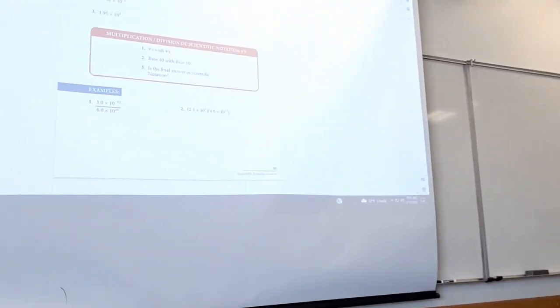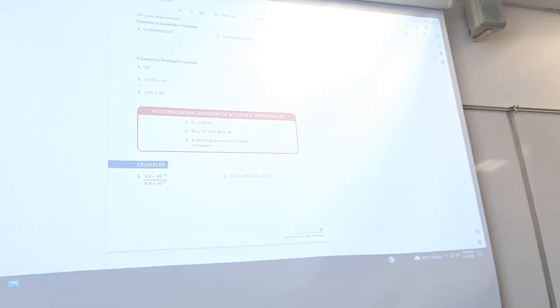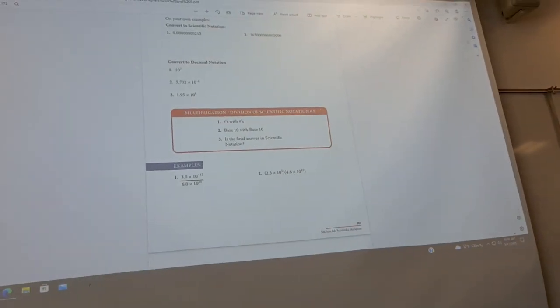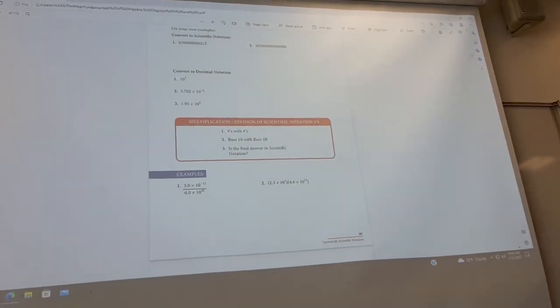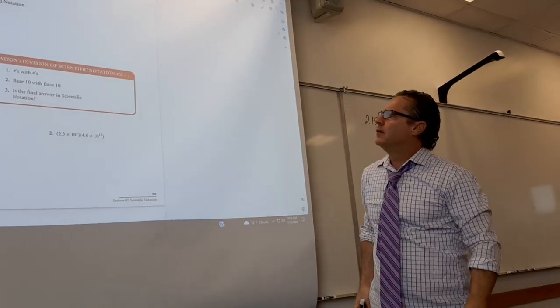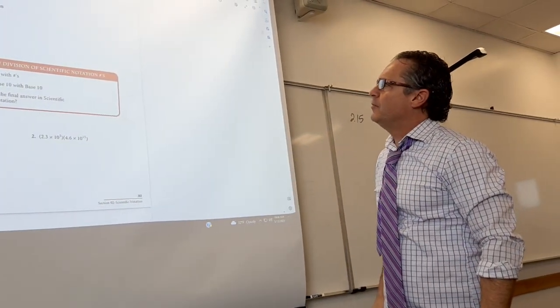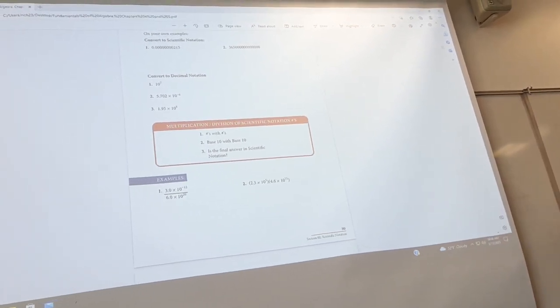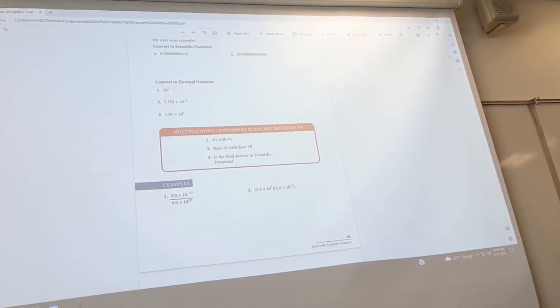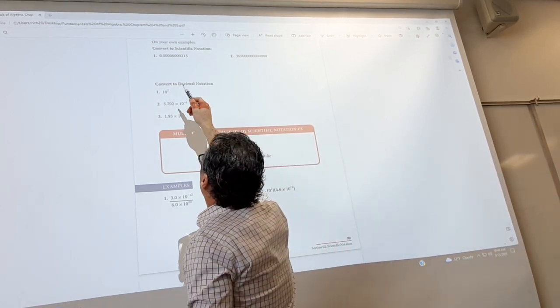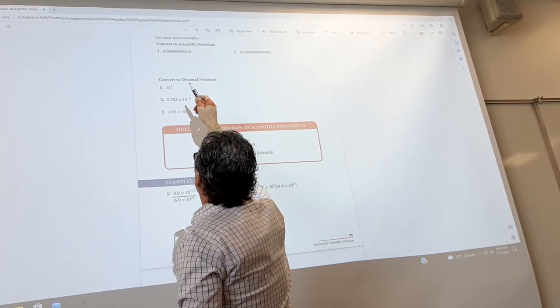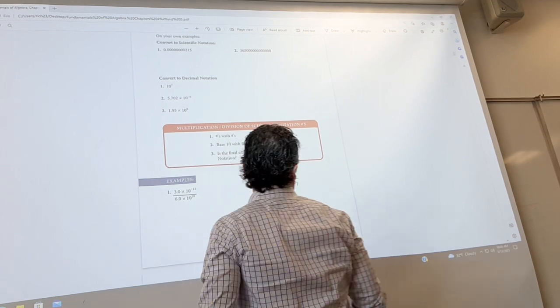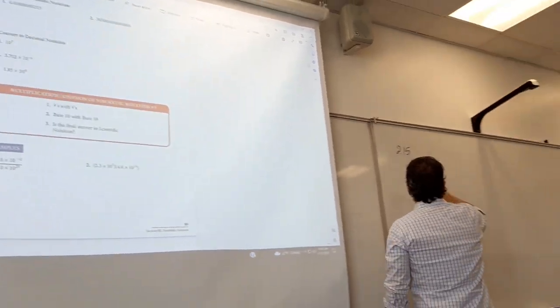So, help me out here. The first problem up here, everybody, we end up with 2.15 times 10 to the negative what? Okay, you had to move that decimal over how many places? 9 or 10? 9. Okay, you guys are made to make me count this. It's 1, 2, 3, 4, 5, 6, 7, 8, 9. It's 2.15 times 10 to the 9th.